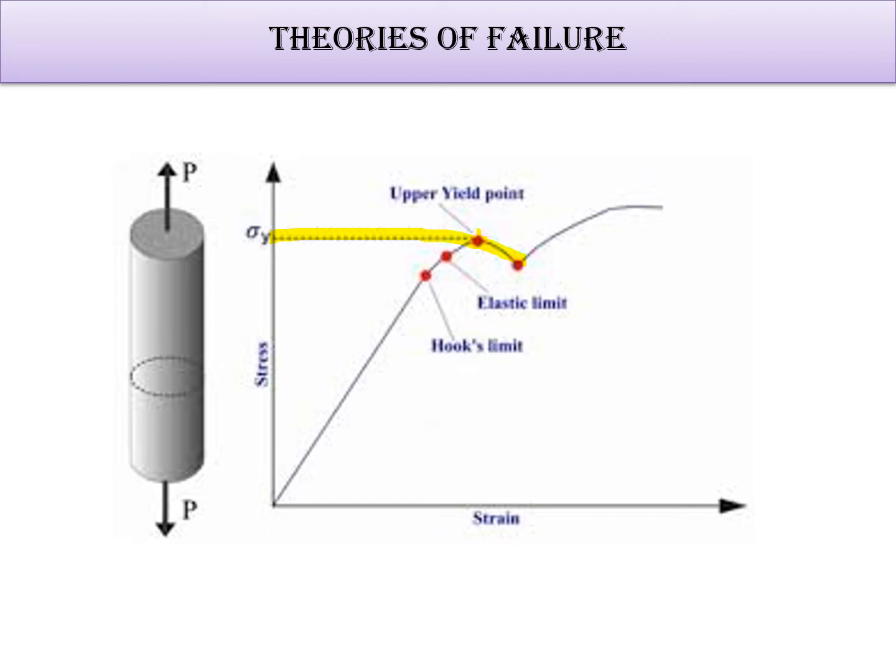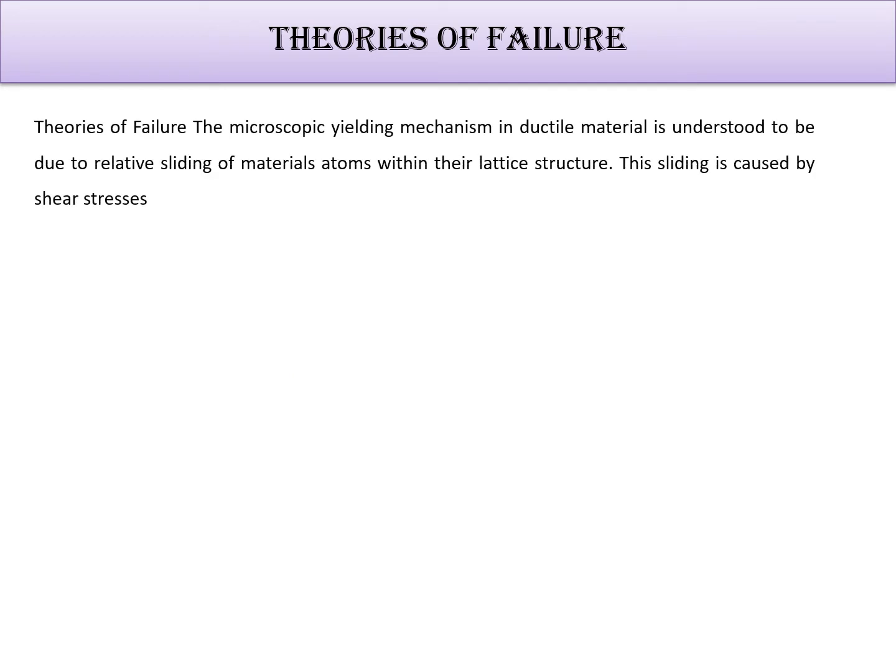So now let's see what this theory is. The theories of failure: the macroscopic yielding mechanism in ductile material is understood to be due to relative sliding of material atoms within their lattice structure. This sliding is called shear stress. As you know, what is shearing? If you close your hands together, your palm, and try to slide it, that is nothing but your shearing part. So this shearing happens here in the lattice structure.